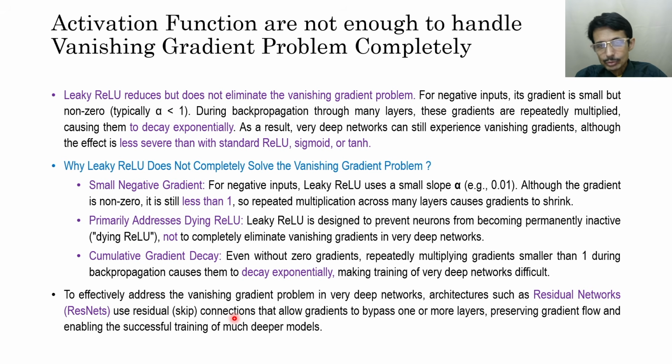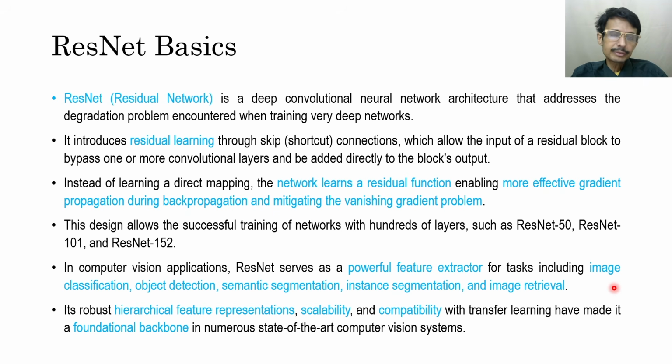We will understand what we mean by skip connection, and how skip connections allow gradients to bypass one or more layers. That we'll see in detail. This bypassing procedure preserves the gradient flow, enabling the successful training of much deeper models. And that is what we discuss in today's lecture. To solve this vanishing gradient problem, ResNet was proposed in 2015.